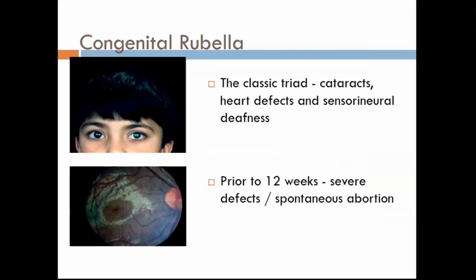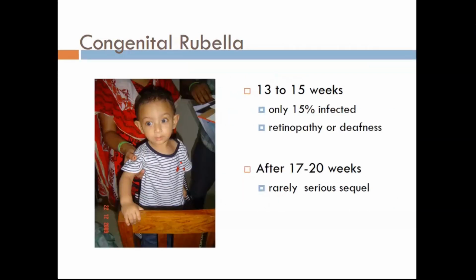In congenital rubella, the classic triad is cataract or retinal and heart defects, and sensorineural deafness. At 5 to 12 weeks, severe defects and spontaneous abortions can occur. This is one child which I have seen; the mother was infected around 13 to 15 weeks. If the mother gets infected by rubella and it is confirmed, only 50%, 15% of babies get infected, and there can be retinopathy or deafness. After 17 to 20 weeks, serious sequelae are rare. So if the mother gets infected after 20 weeks, tell her that serious sequelae are rare in the baby.